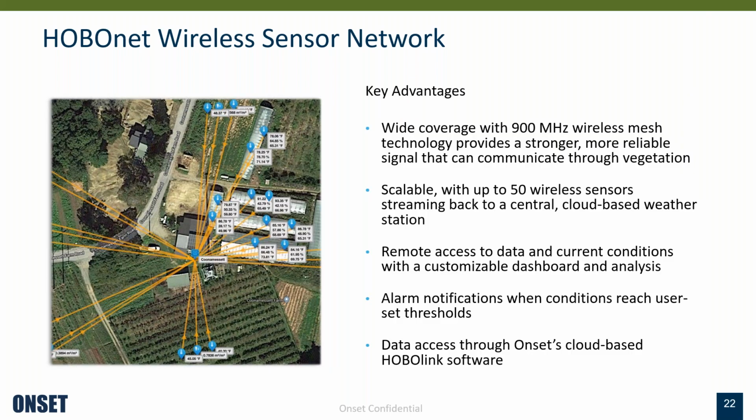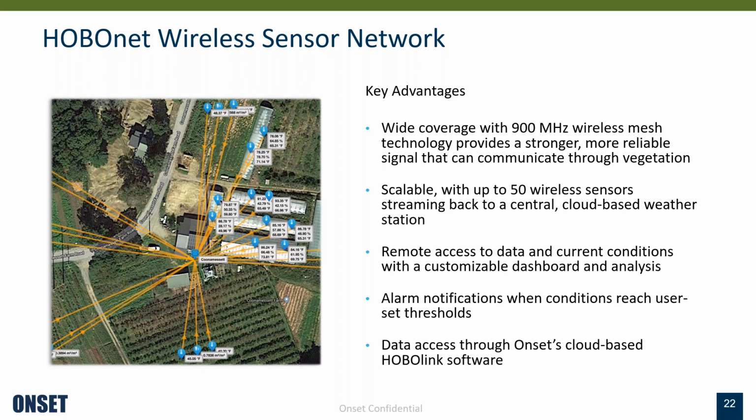So again, we're showing the overview of one of the farms that we've set up close to our building in Bourne, Massachusetts. You get good coverage. What I've been describing about that, jumping back to a Conestoga wagon wheel, it's 900 megahertz wireless mesh technology. It's going to give a good signal, and it does communicate through vegetation.